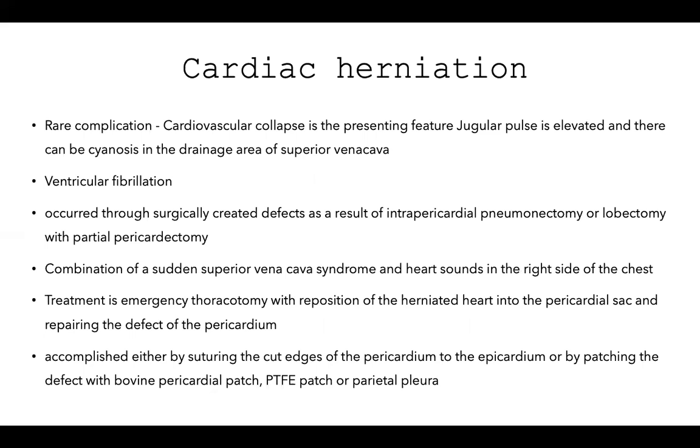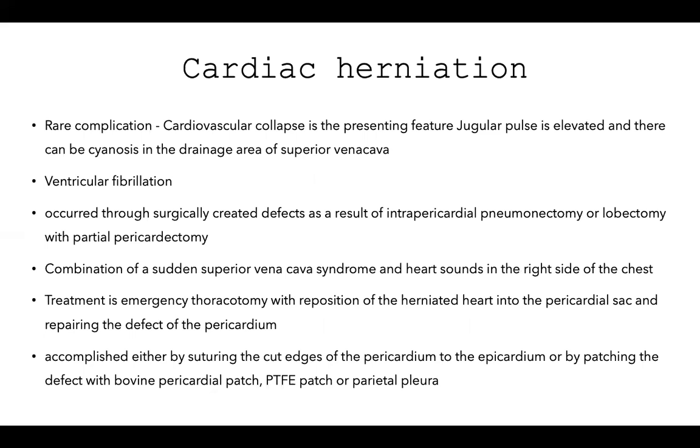Cardiac herniation is a rare complication. Here, the patient presents with cardiovascular collapse, with elevated jugular venous pressure or pulse pressure, and with cyanosis in the drainage area of the superior vena cava. Sometimes they present with ventricular fibrillation. It occurs through a surgically created defect as a result of intrapericardial pneumonectomy or lobectomy with a partial pericardectomy.